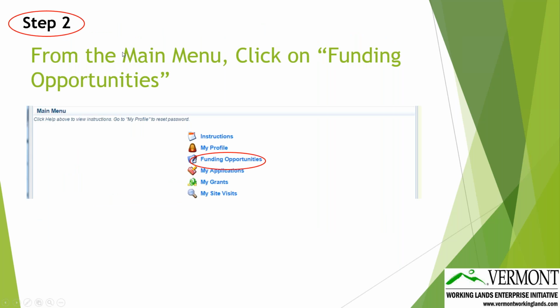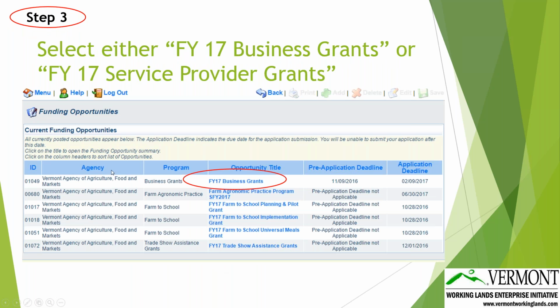So step 2, right after you log in, this is what you're going to see. This is your main menu, and you're going to want to click right on Funding Opportunity. And right there, you're going to click on either FY17 Business Grant, or when it's live, FY17 Service Provider Grants, whichever one applies to you.